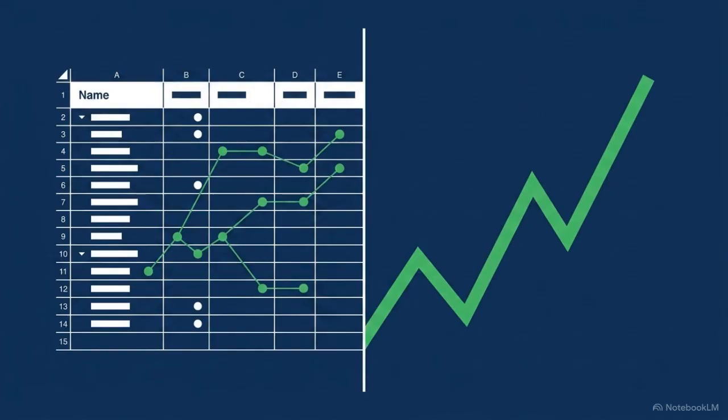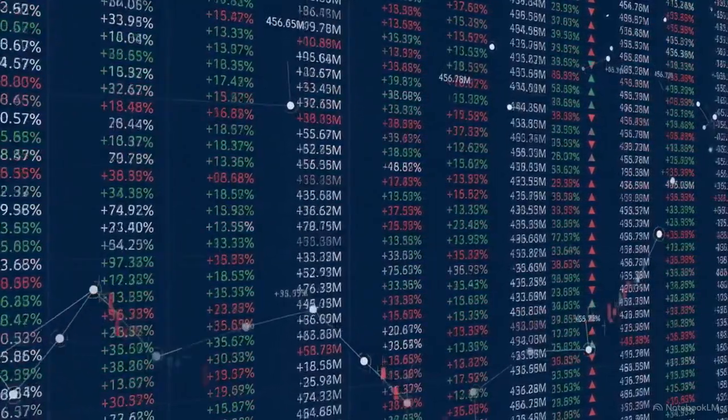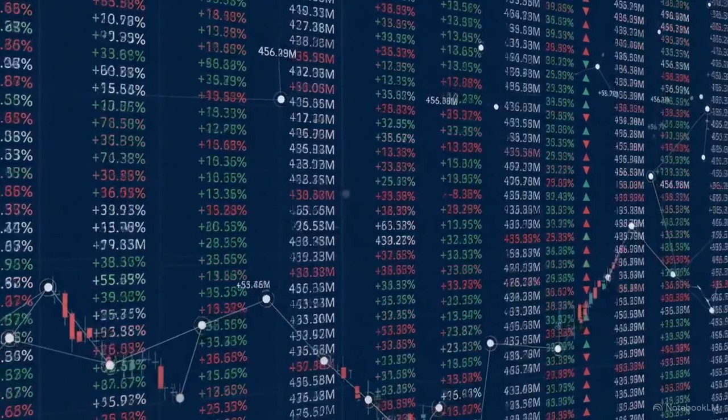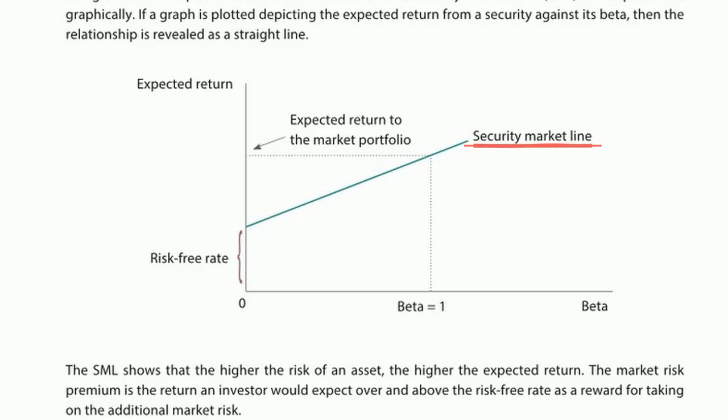This mathematical framework eventually evolved into the efficient market hypothesis and the capital asset pricing model. These theories assume that markets are perfectly efficient and that prices instantly reflect all available public and private information. This chart shows the security market line, a core component of the capital asset pricing model. It calculates a precise expected return by measuring a specific stock's sensitivity to market movements, known as its beta, against a baseline risk-free rate, such as a government bond.